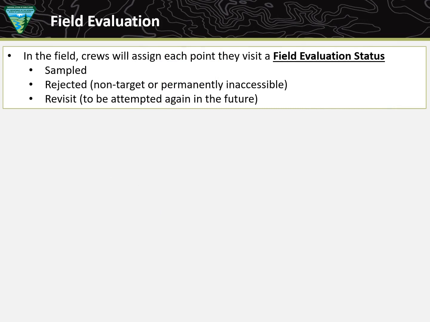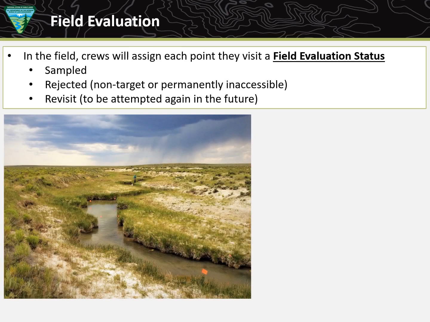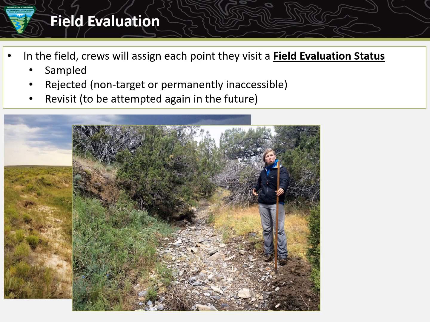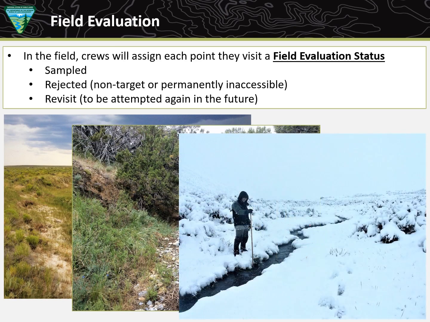Once a crew has their trip plan, they will go out into the field and attempt to sample each point given to them in their plan. Once in the field, crews will assign each point a field evaluation status and mark the point as sampled, rejected because it was non-target or permanently inaccessible, or as revisit to be attempted again in the future. For more explicit information on reject and revisit sites, please go back to the failed sites section of the Moving the Point Coordinates training video.